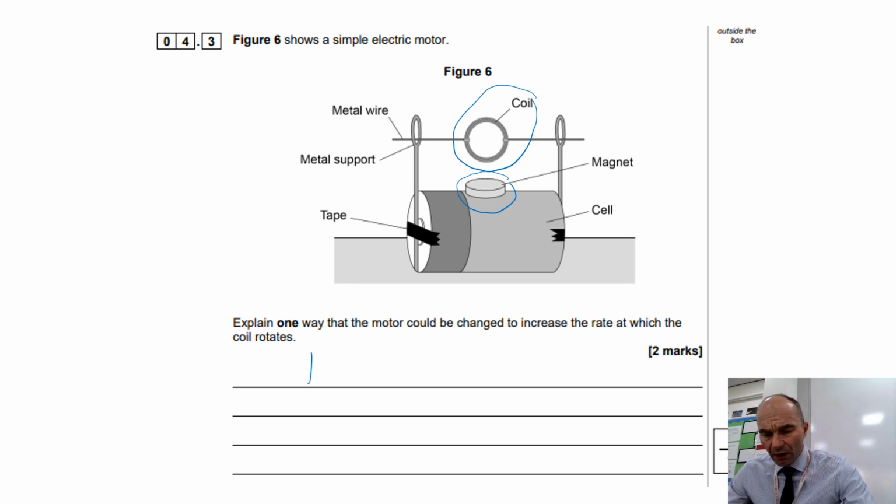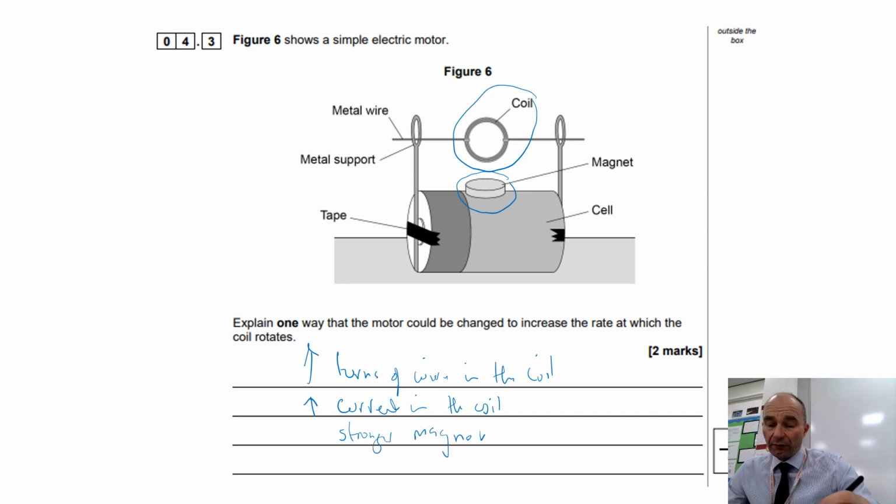How do we increase the rate at which the coil rotates? Well, if we increase the number of turns of wire in the coil, we're increasing the magnetic field induced there. Or we could increase the current in the coil, so we could use a cell with a higher potential difference, so we could use two cells and make it into a battery. Or, third option, is to use a stronger magnet. Again, make the magnetic field stronger.